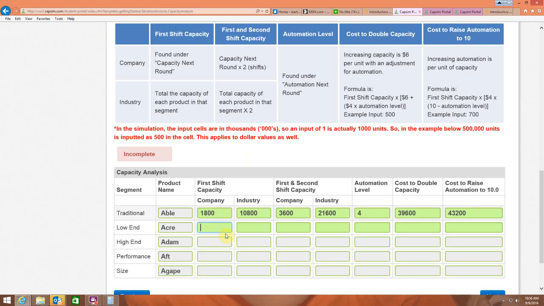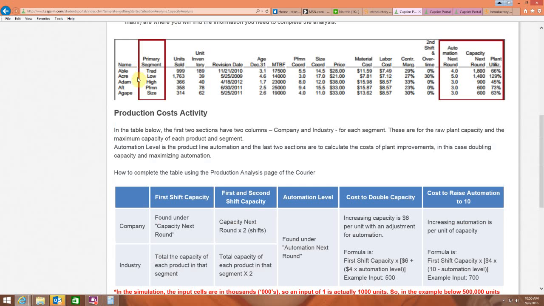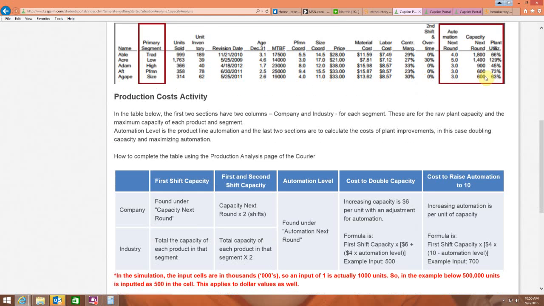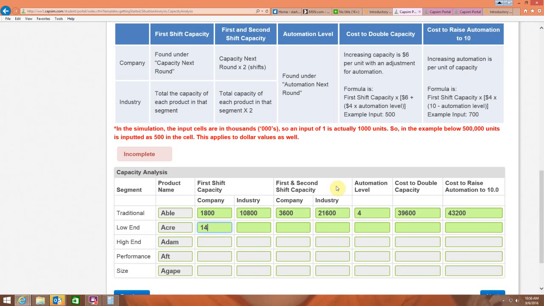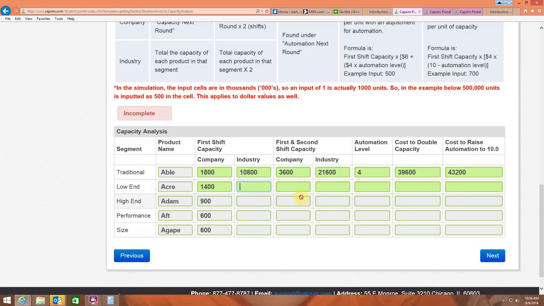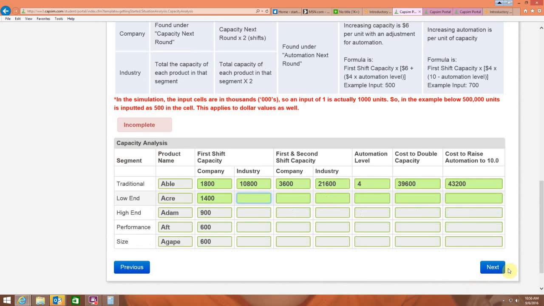Now, I don't know if I finish this, whether it's going to autofill this first round, or I might have to finish all of this for it to autofill. But my first shift capacity for my low end, and I can get that right up here, is 1,400. Let's see if that'll autofill. Yep. So I know I did that one right. You can do those one at a time and make sure they're right. Hopefully I did these ones right to give you guys a good example. Onward.